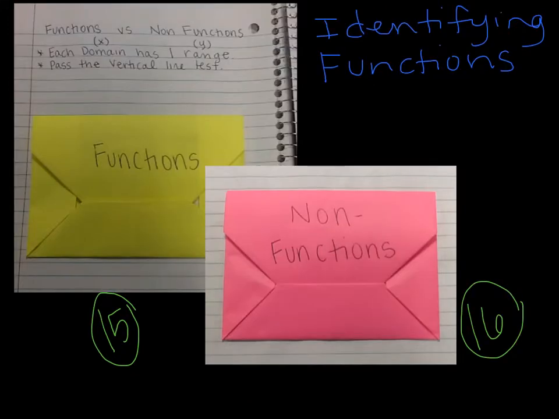The next day that you came in, we reviewed the concept of how to identify if something was a function, and we did that little card sort. So we started out the day, and I taught you how to make an envelope using unit origami, and we labeled them functions and non-functions. And then I had you cut out those cards, and we did a card sort. So every equation, set of ordered pairs, or mapping that represented a function, we put in our function envelope, and all the ones that were not functions, we put in our non-functions envelope.